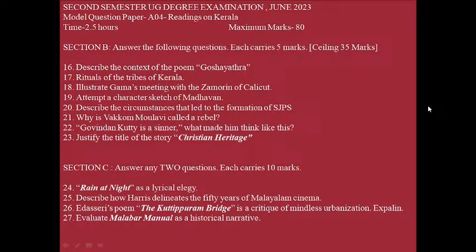Govindan Kuti is a sinner. What made him think like this? So just write about the story writer Lalithambika Antharjanam, and mention that the story Daughter of Humanity is about the woman or the women in Nambudiri households.